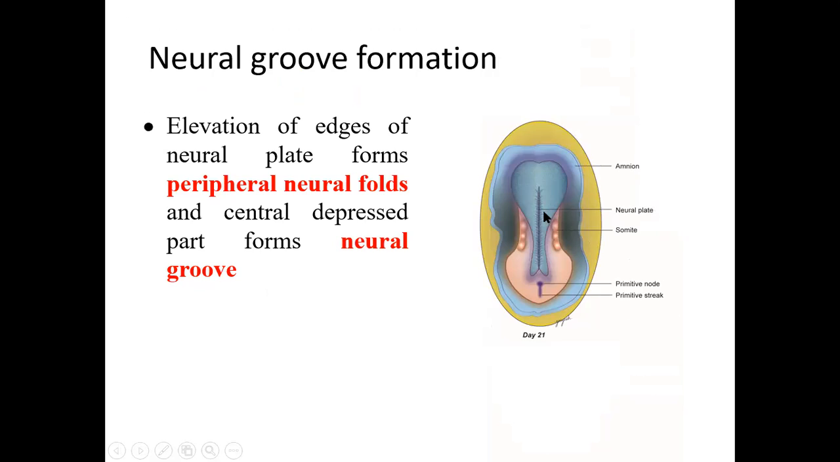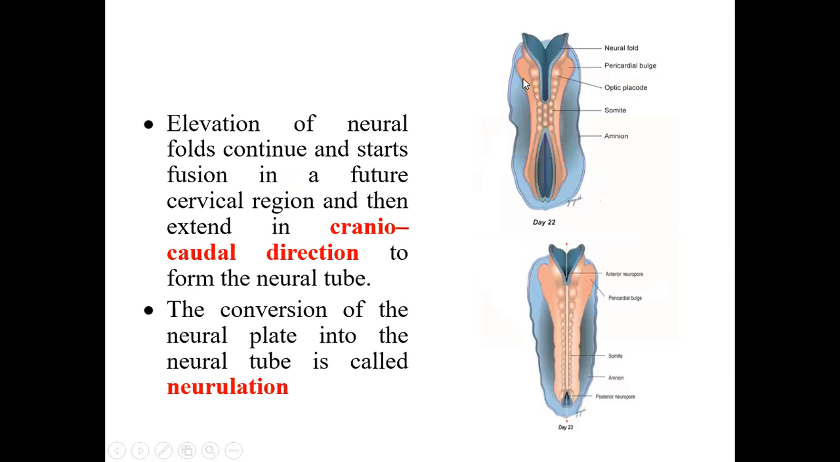Then is the step of neural groove formation. That is the elevation of the edges. This is an edge of the neural plate. So elevation of the edges of the neural plate to form the peripheral neural folds and a central depressed part which is known as neural groove. Just as you close your book, similarly is the formation of neural groove, that is the mid part of your book. It forms the neural groove and the peripheries of your pages of the book will form the edges of the neural plate.